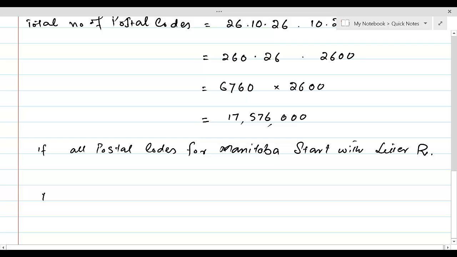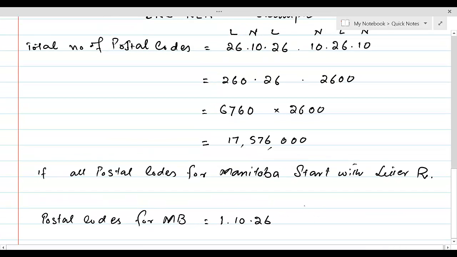Then postal codes for Manitoba, because we are fixing the first letter in this format, so there is only one choice for the first letter, and as usual there are 10 choices for the number and 26 choices for the third letter, and as usual there are N, L, N. So this would be 10 times 26 times 10, and because there was only R that was fixed, so there were N and then L.